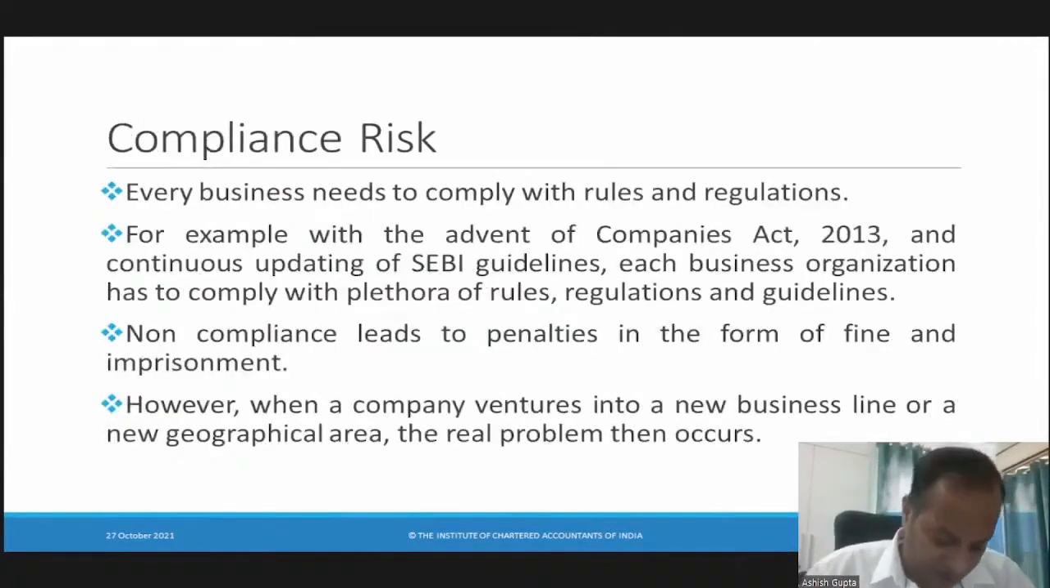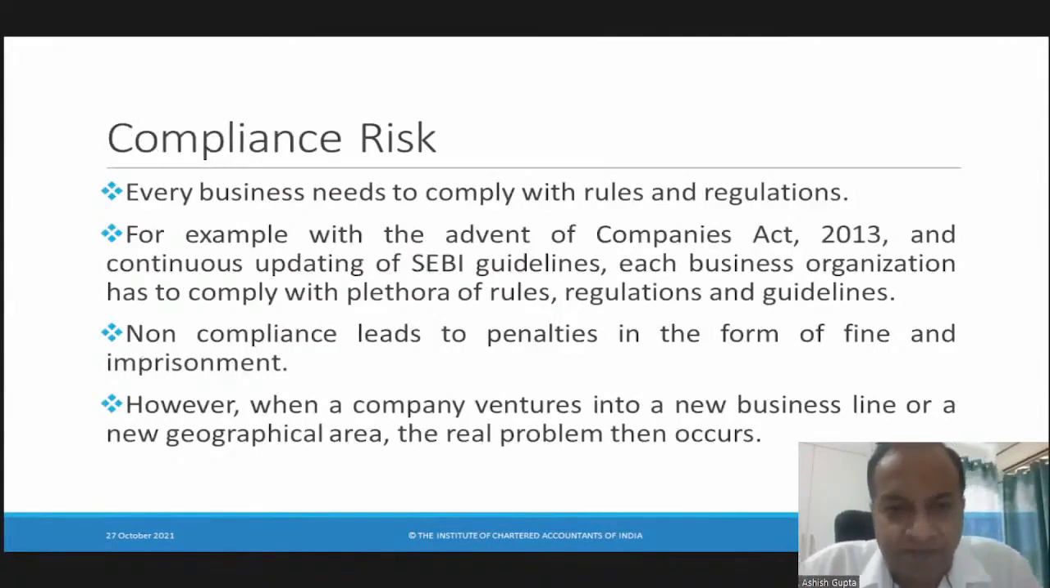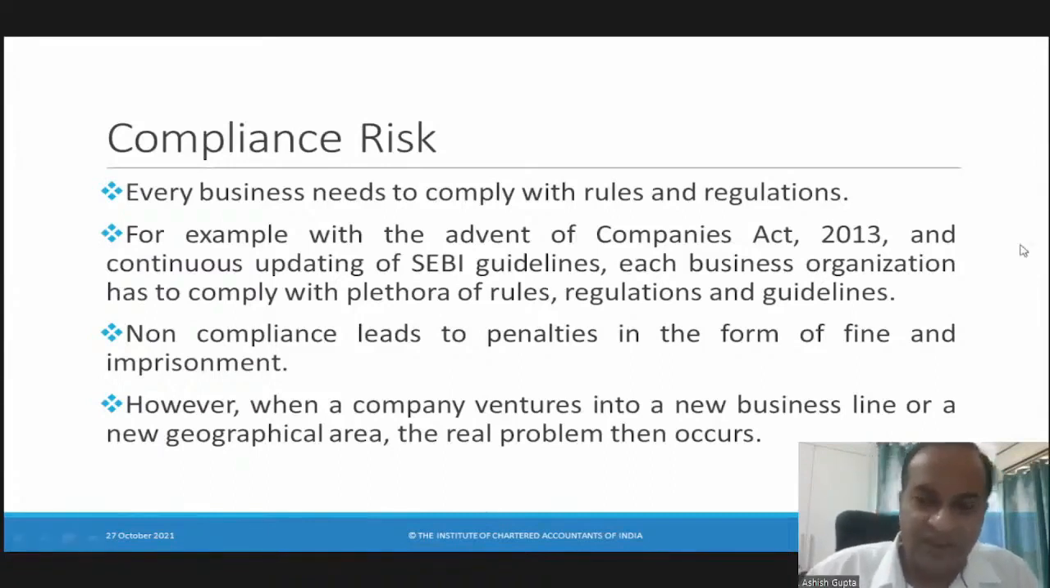Now there is another kind of risk called compliance risk. In this compliance risk, just read the slide carefully, then I will discuss it with you. Meanwhile, let me check, I have received a query.